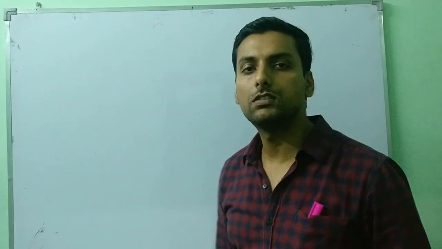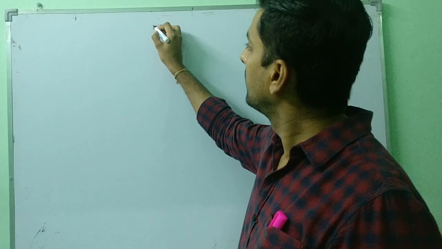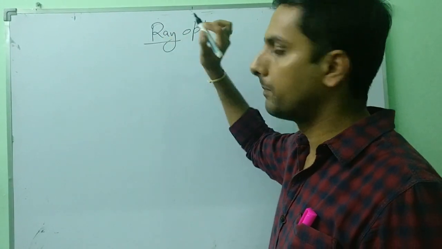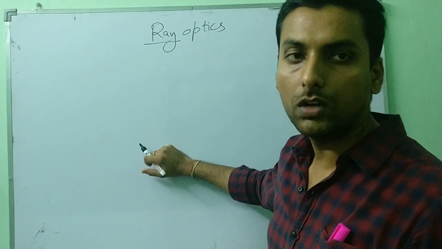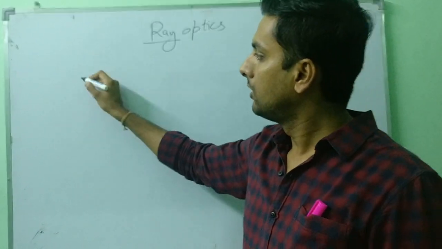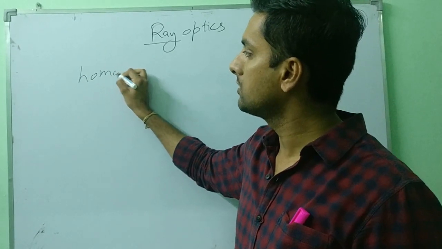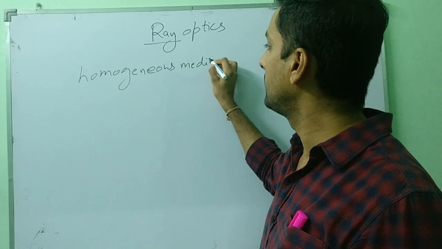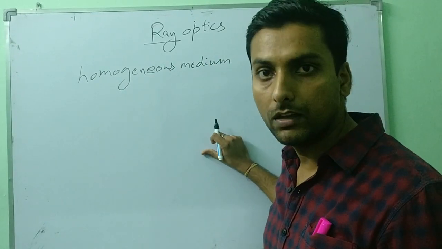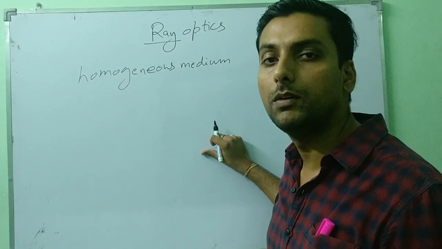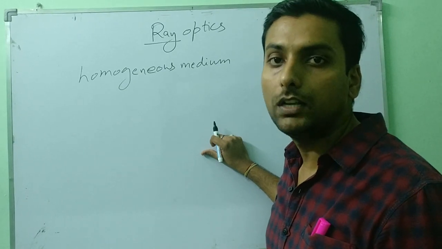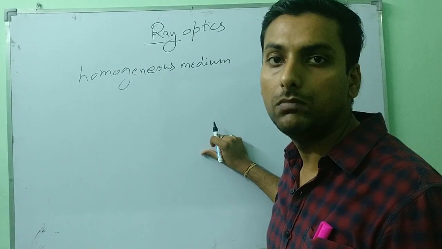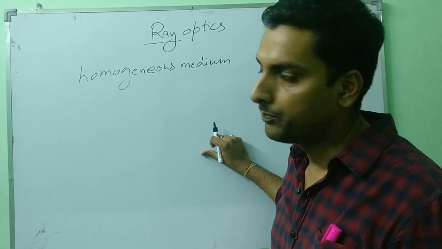So friends, today we'll start with ray optics. What do you mean by the term ray? First we need to understand the actual meaning of a ray. Whenever there is a homogeneous medium, it means the medium will always remain the same. Either it will remain air, or water, or glass. The particle of light will always travel in the same medium, only that case we are taking.